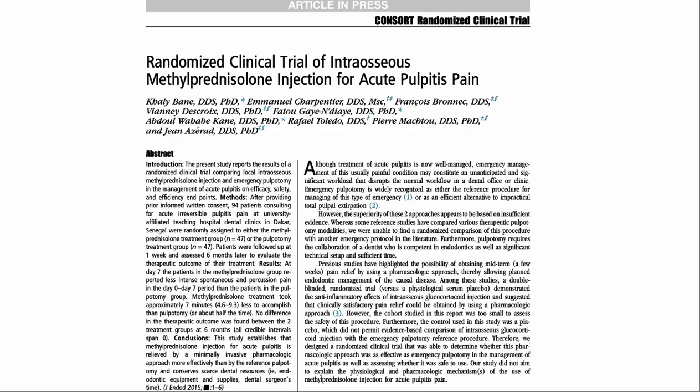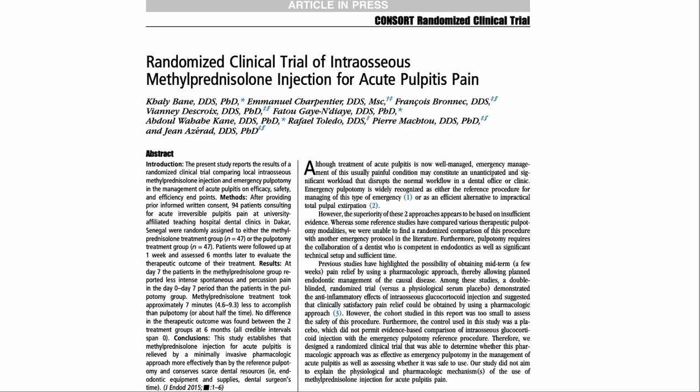Then a randomization list was pre-established. Each newly enrolled patient was assigned to a treatment group by the blinded investigator. So they had a total of 94 patients that were randomly assigned either to the full pulpotomy group or to the experimental group with intraosseous methylprednisolone injection.